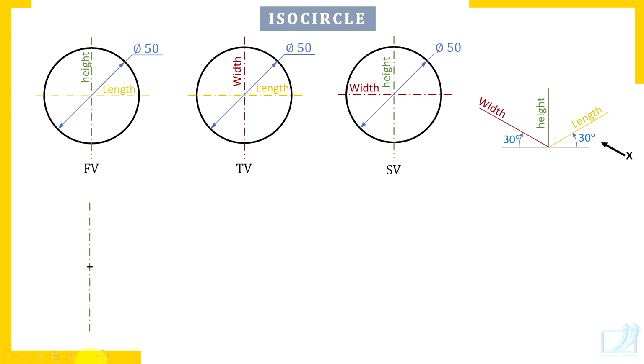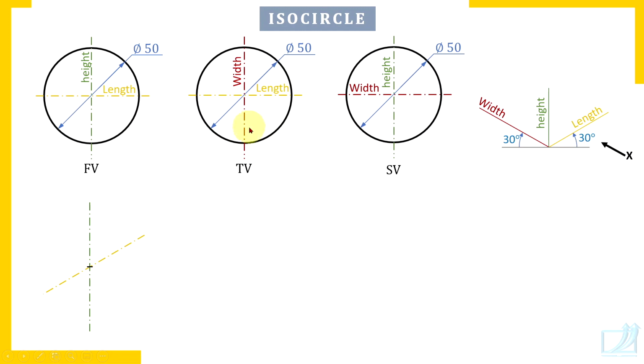Now let's assume that here is the center. So we should draw the length axis through this point. In isometric view, the length axis appears at an angle of 60 degrees with the height axis. And that is why set the protractor in this manner and measure 60 degrees with reference to this vertical axis and draw the length axis. So how to draw this center line, that's very important.